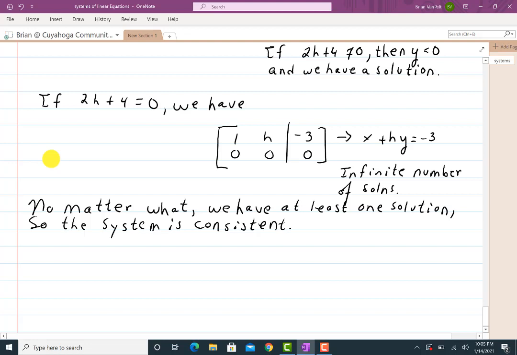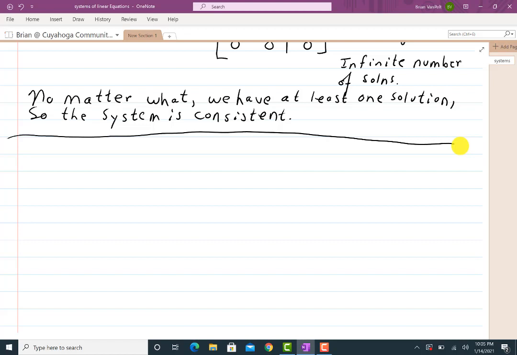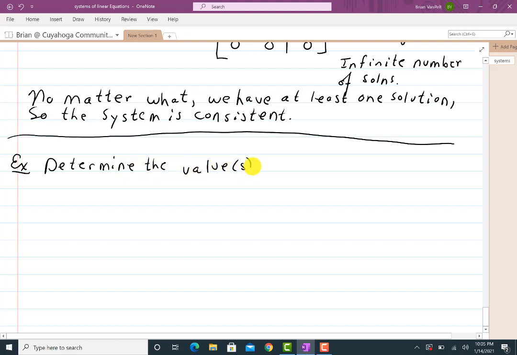Let's try another one of these things to show you how weirdly complicated these things can get. Sometimes when you sit and think about these things, because there's so many different numbers in all these different places, your mind may have trouble until you actually sit down and do it by hand. Trying to do these in your head can be very difficult. Let's try this again. So determine the value or values of h that makes the system consistent.